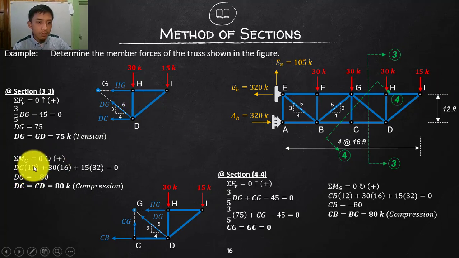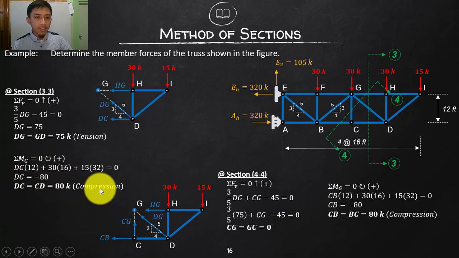So DC with a moment arm of 12, 30 with a moment arm of 16, and then of course 15 with a moment arm of 16 plus 16, 32. So by simple algebra, that will give us a negative 80. It means it is a compressive force. Your DC is a compressive force, which is 80 kips.